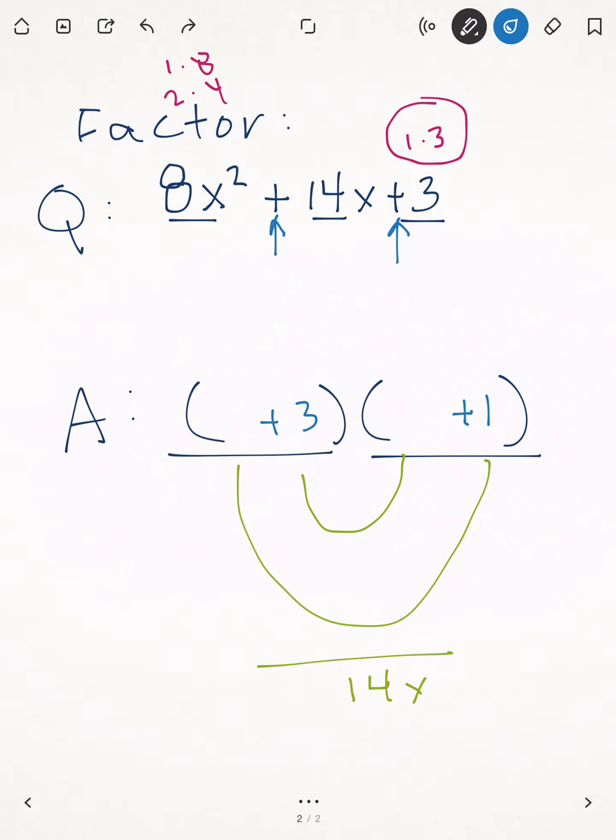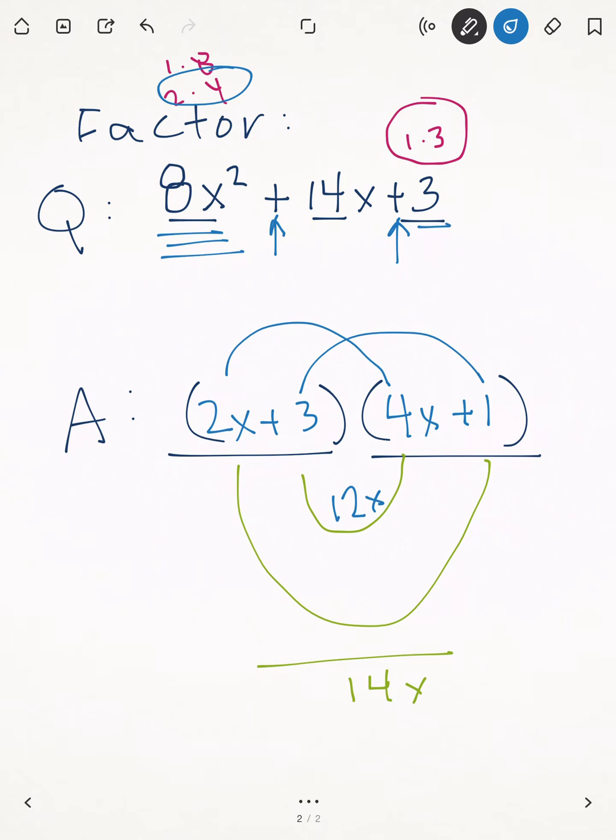I'm going to try to think of 2 numbers that would add to be 14. How about the 4x here? That's 12x. That's getting me close to 14 without going over. The other factor is a 2x. That works. 2x times 4x is definitely 8x squared. 3 times 1 is definitely 3.